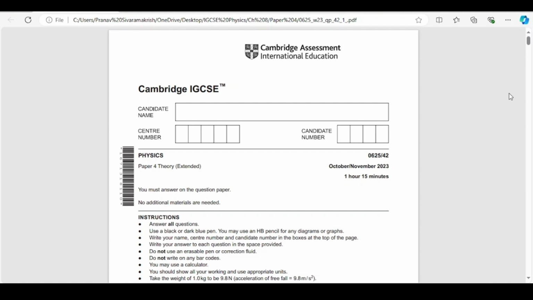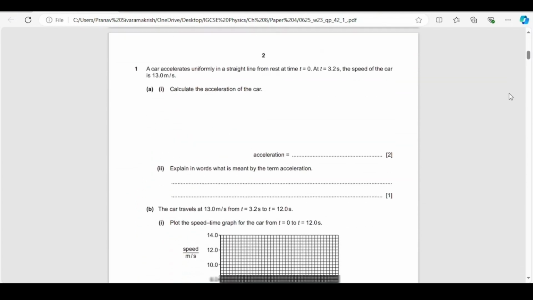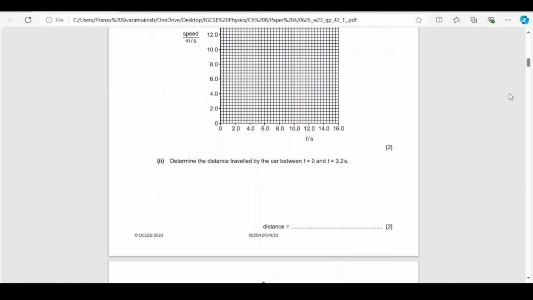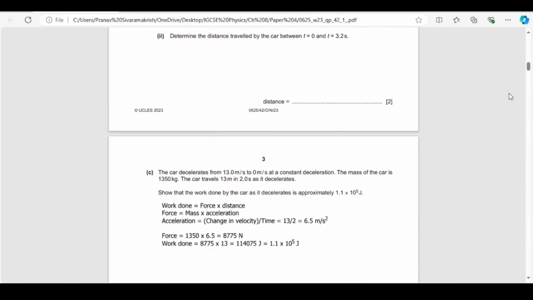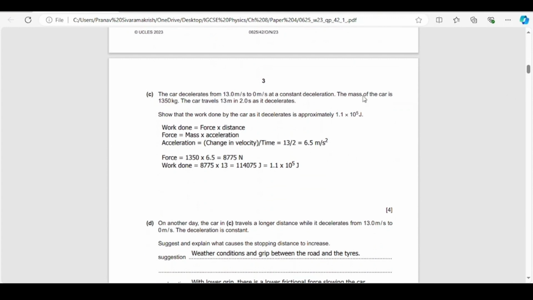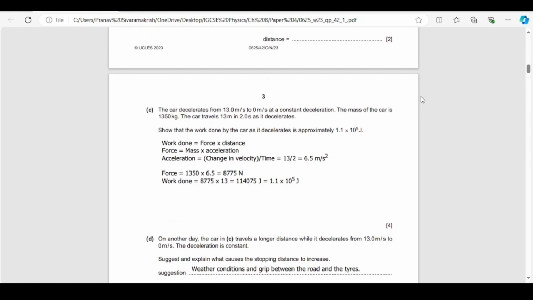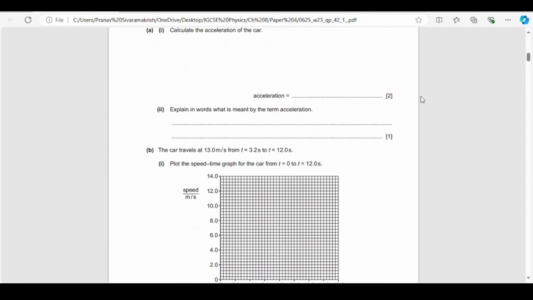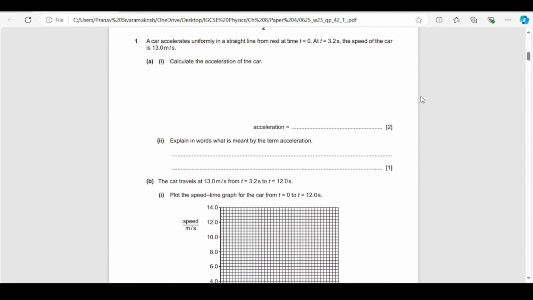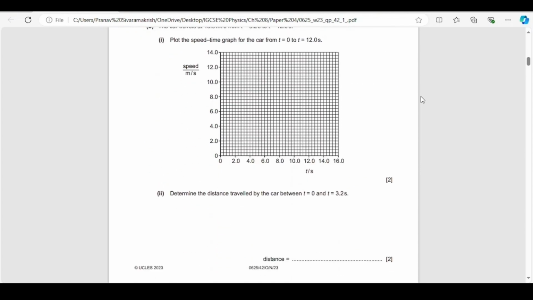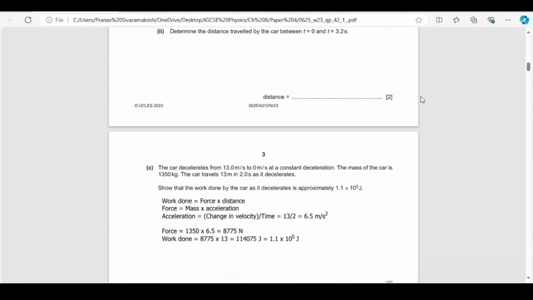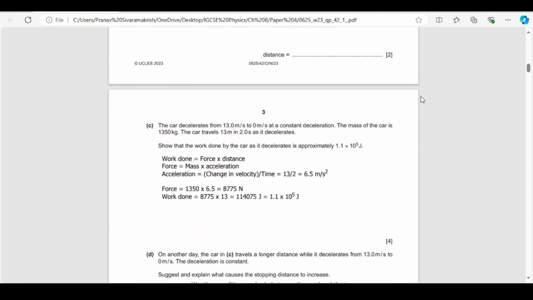The first paper we're going to be looking at is October-November 2023, and we're going to be looking at variant 4.2. So if I scroll down to find the first question on work done in power, we could see that this question here wants us to show the amount of work done, and it's part of a broader question. So we could see that the question is around the motion of a car, and there's a lot around kinematics to start with. And part C looks at work done.